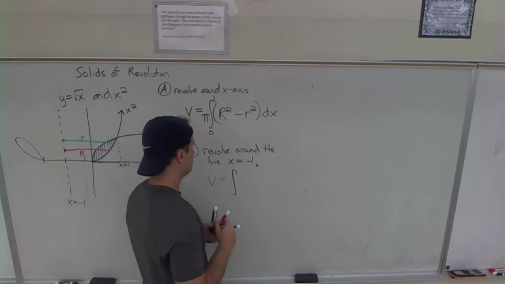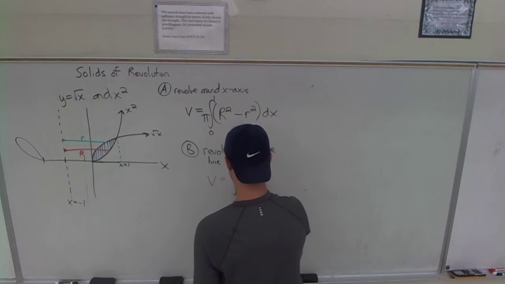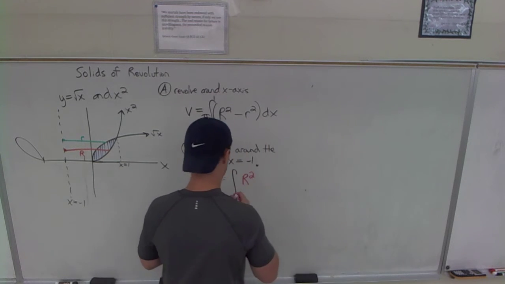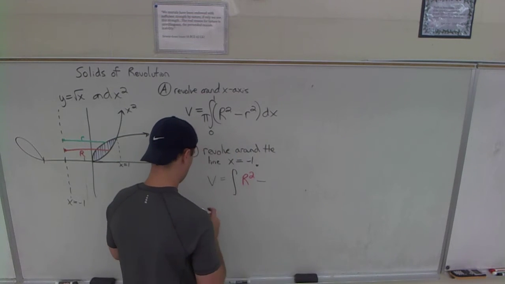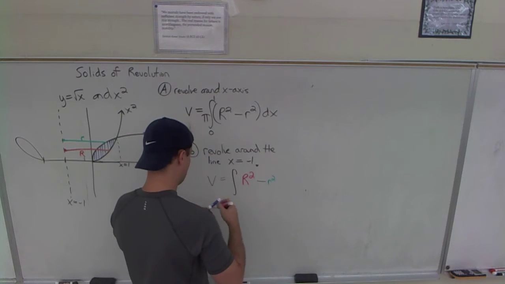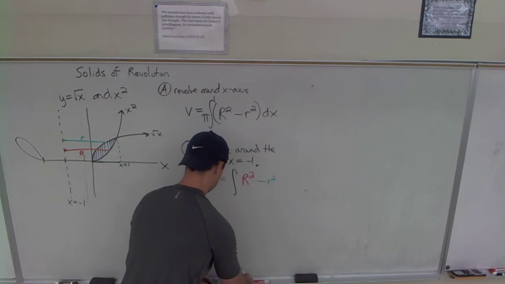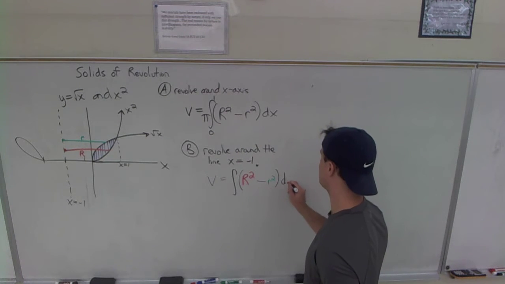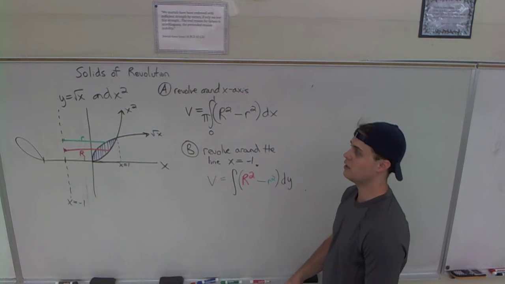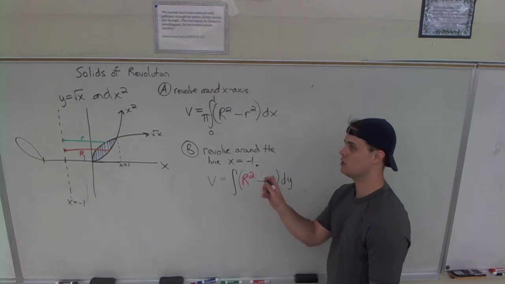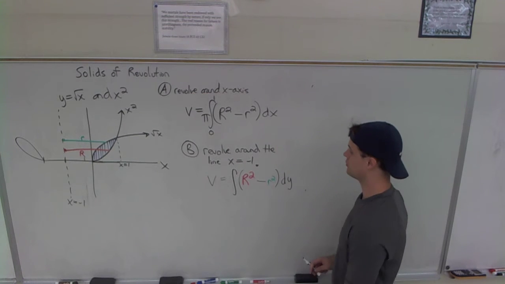Okay? So I think our strategy is mostly the same. We're going to have big R squared minus little r squared. The big difference here is it's not dx. This is clearly dy. Those are clearly y infinitesimal rectangles and y discs, if you made them into disks by drawing the big circle.